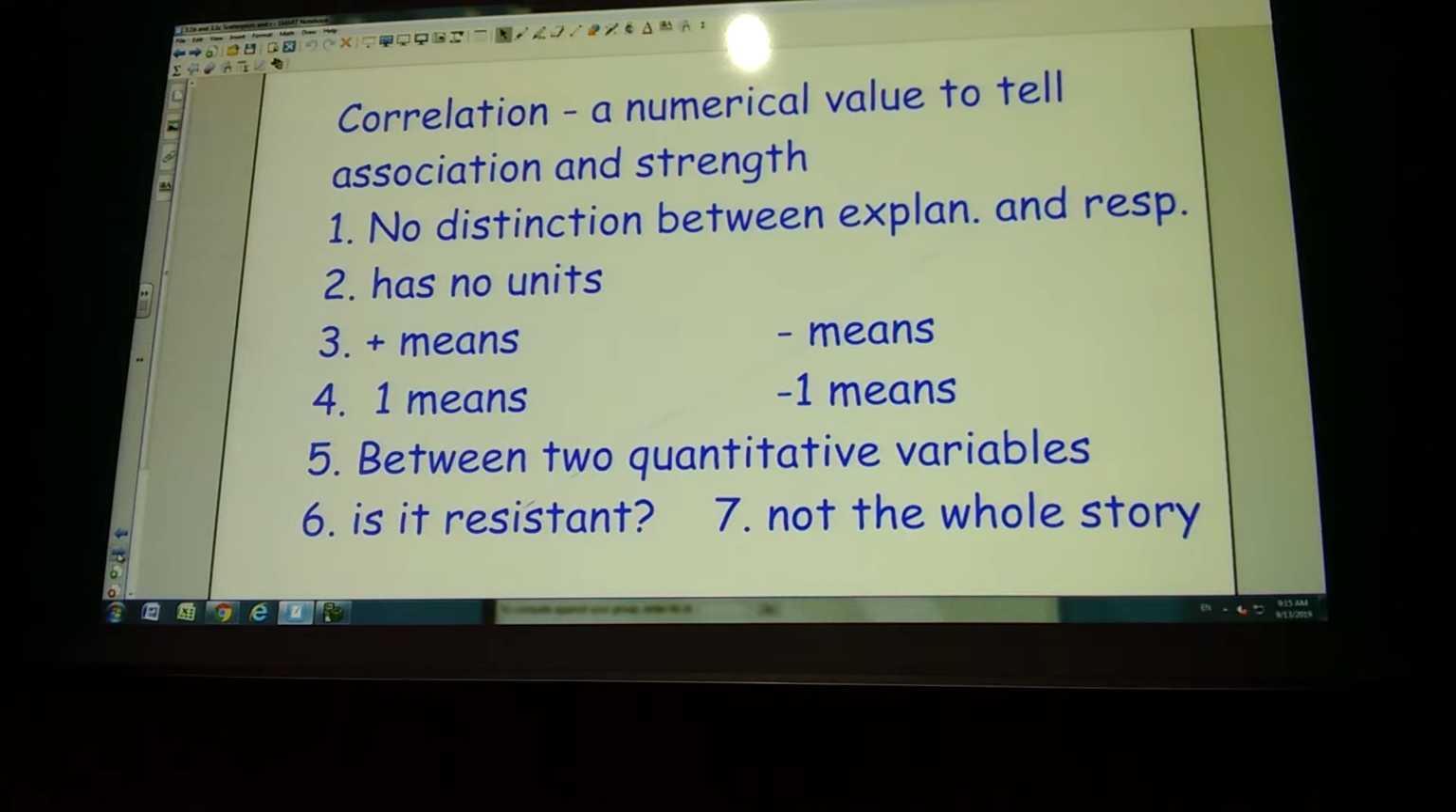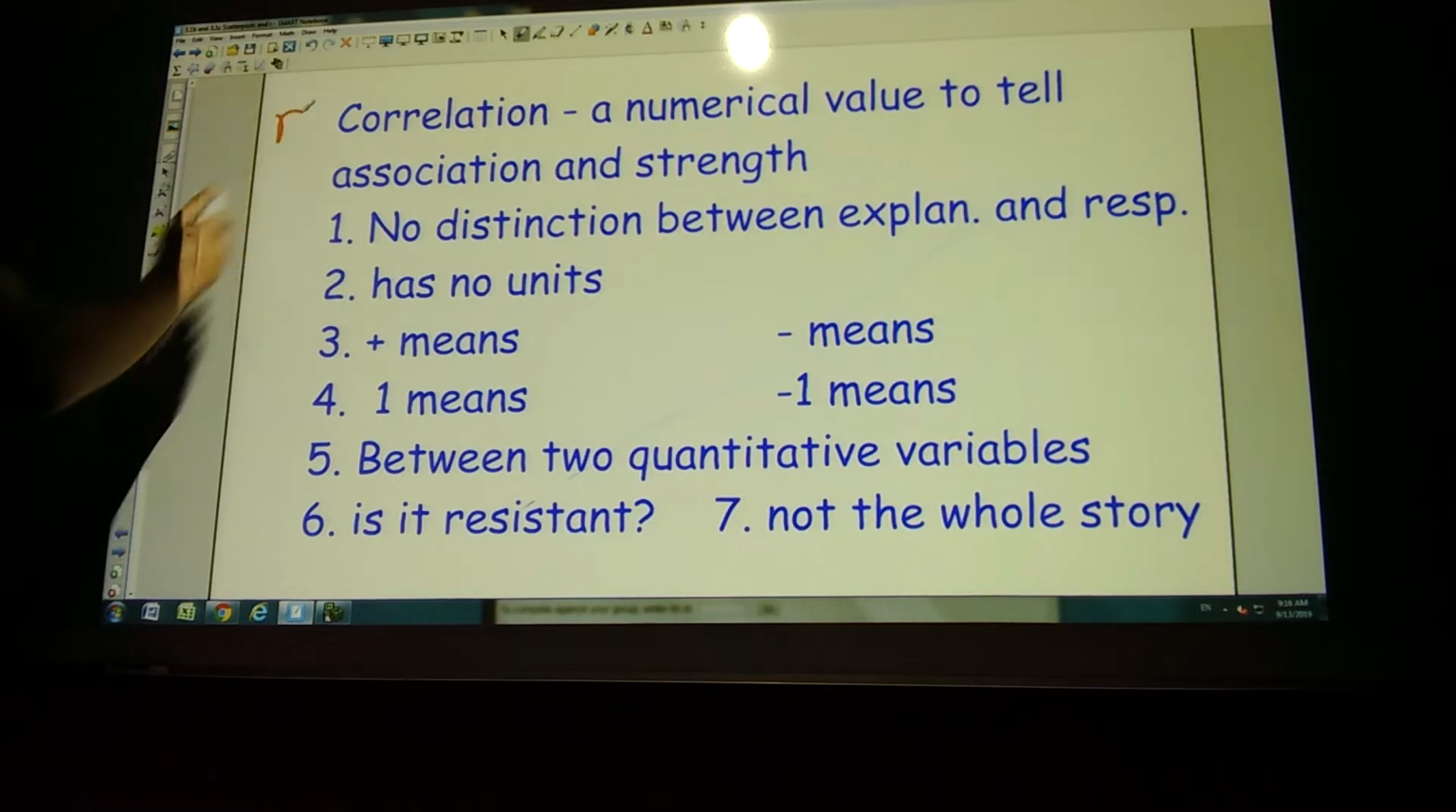We're going to talk about this word called correlation. Correlation is a number that tells you 2 things. Its association, whether it's positively or negatively associated, and how strong it is. Okay? So, the letter we use for correlation is the letter R.